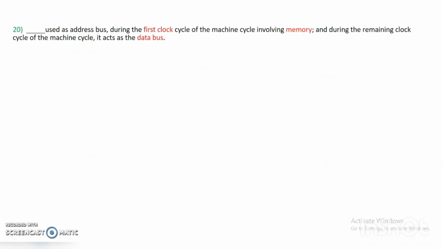Bit number 20. Dash is used as address bus during the first clock cycle of the machine cycle, and which should be used as data bus during the remaining clock cycles. So the answer will be address latch enable. So one of the most important bits. So address latch enable will be used as address bus during the first clock cycle of the machine cycle, and during the remaining clock cycles it will be acting as a data bus.